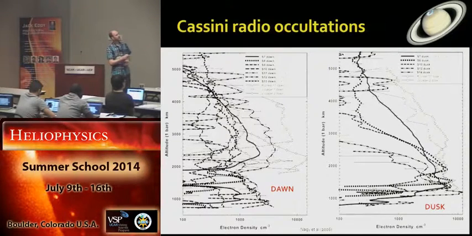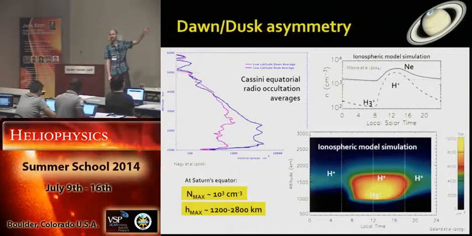But if you squint your eyes a little bit and look back and forth between the dawn and the dusk, you might be able to convince yourself that there's a little bit of a dawn-dusk asymmetry. So the densities are lower at dawn and larger at dusk, maybe. If you average the dawn and dusk profiles together, that's maybe a little more convincing. So here is electron density versus altitude, the average of the dawn profiles and the average of the dusk profiles. There's clearly, on average, some dawn-dusk asymmetry. And that actually can be easily explained by the mixture of H plus and H3 plus ions that we mentioned earlier.